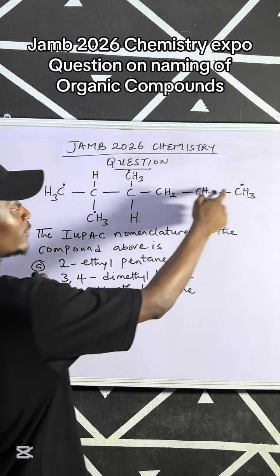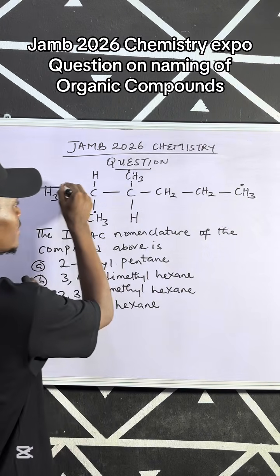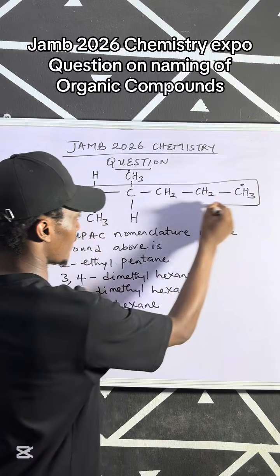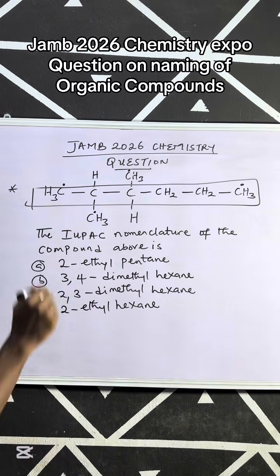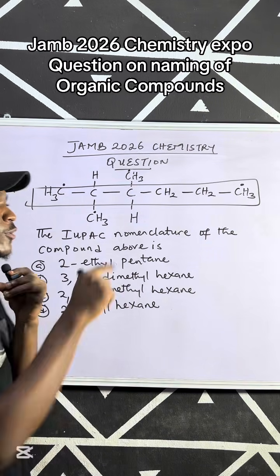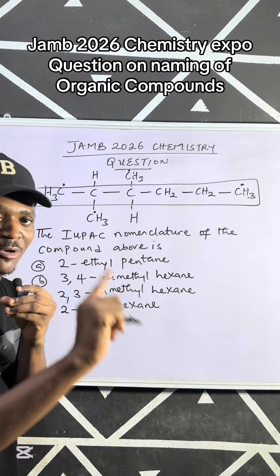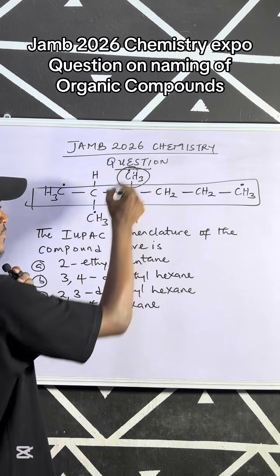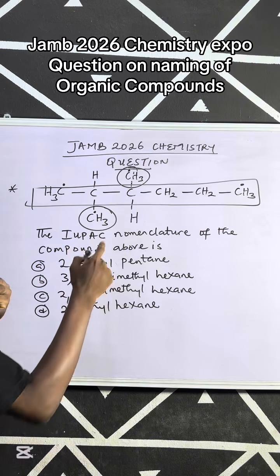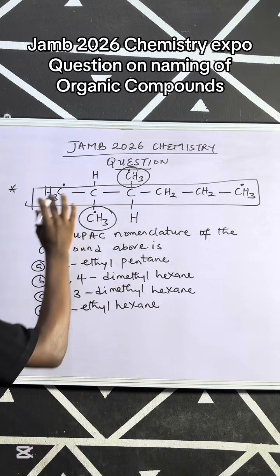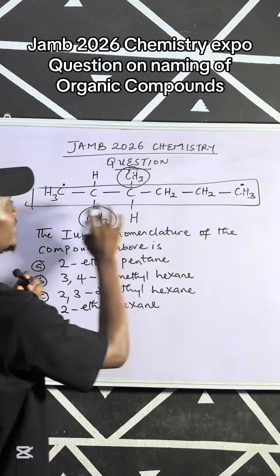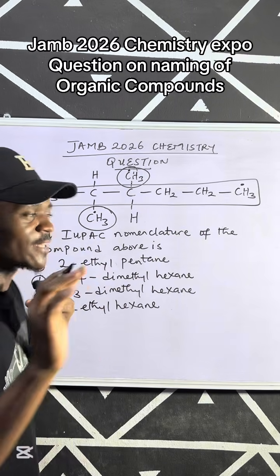So we can go from here to here, which is 6. So we'll take it like this. This is our longest carbon chain. Any carbon that is not part of this longest chain should be circled as substituent. So this is our substituent. This is also substituent. So looking at this longest chain, it has a total of how many carbons?